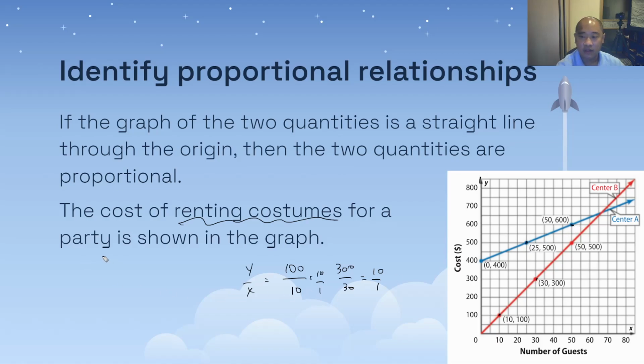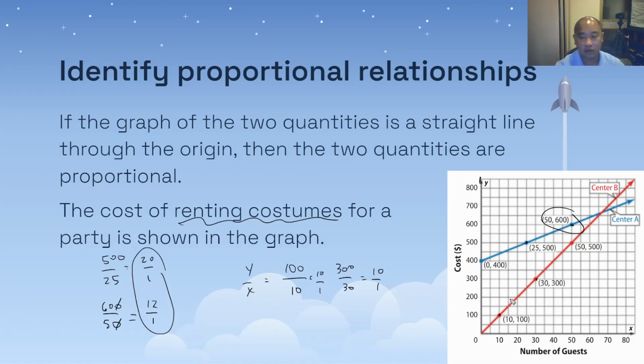So let's look at this one here. This one, it's 500 over 25, which reduces down to 20 over 1. And then we have 600 over 50, right, which is this dot over here. 600 over 50 reduces to 12 over 1. So these two are not proportional.